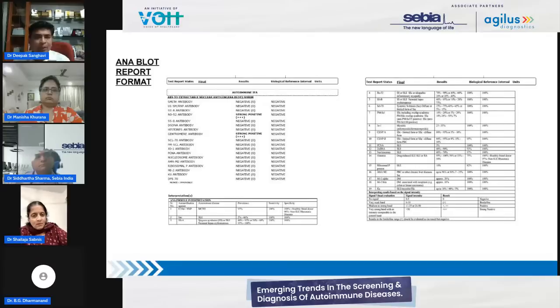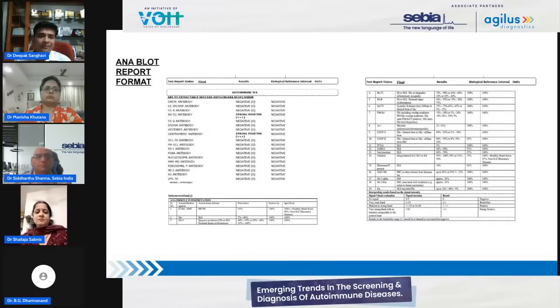Similarly, an ANA blot report, where multiple antigens are shown in the same report, positive, negative, intensity, all this will be reported in a blot. You have actually 18 antigens reported together in one strip. And we have also given a chart where overlapping antibodies can be seen, which helps the clinician to diagnose further. If you find some antibodies in the blot and you want to confirm them, single well ELISAs are available for each of these antibodies, which helps to confirm a report of ANA blot.